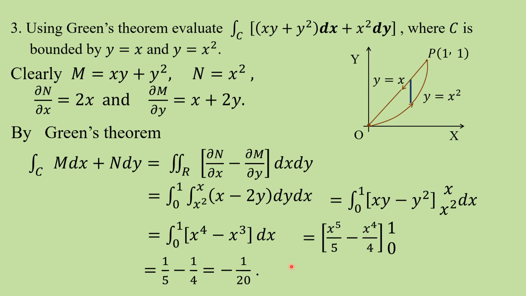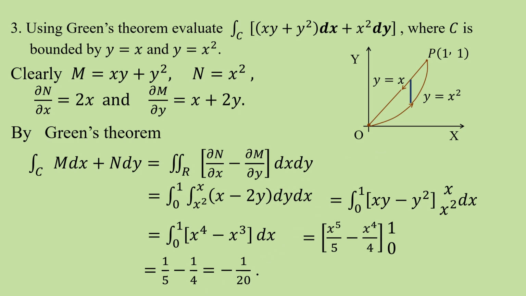So by using Green's theorem, the line integral we have converted in terms of double integral. Only thing we have to find, identifying m and n, find this factor dou n by dou x minus dou m by dou y. Integrate over the region either with respect to y first, x next, what we have done, or with respect to x first.